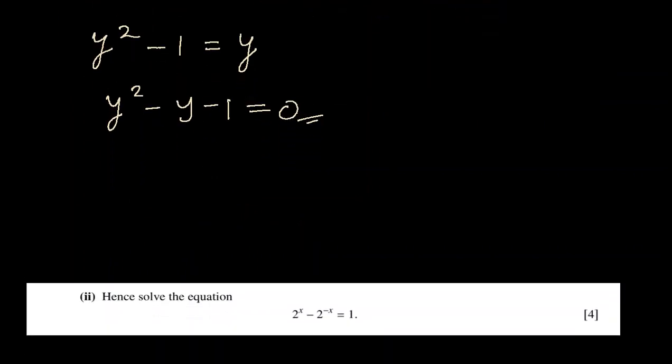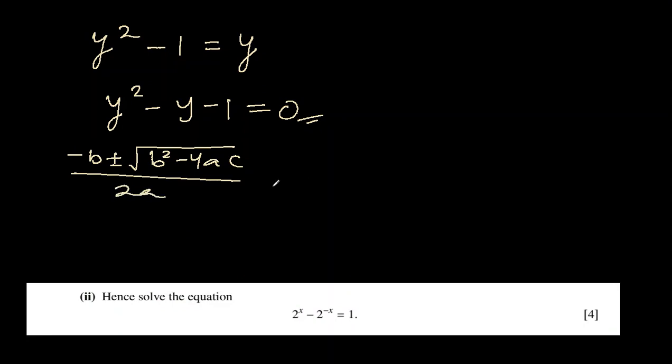Okay, let's see what is the second part. Hence, solve the equation. We have to solve this equation. So factoring will not be a good idea here, and because it's worth 4 marks, please do not use your calculators to straight away give you the answers and write 2 answers. No, use the quadratic formula, which is minus b plus minus square root of b square minus 4ac over 2a. This will give us the solution of this equation.